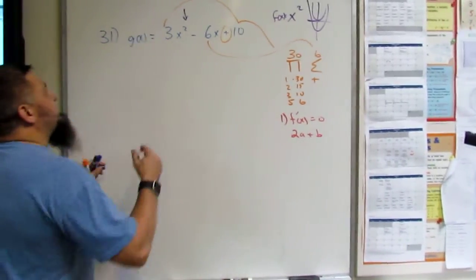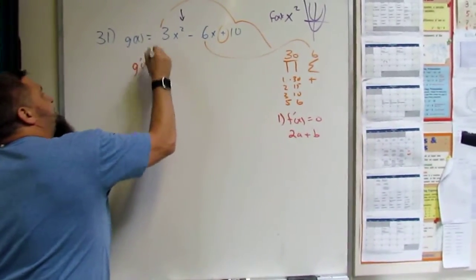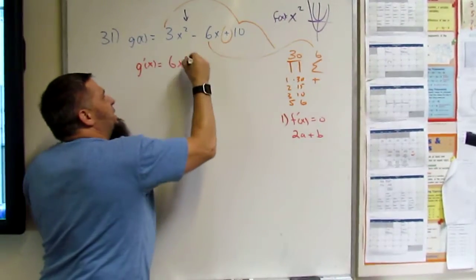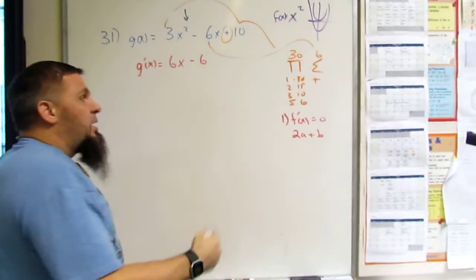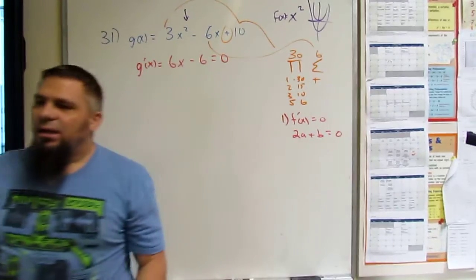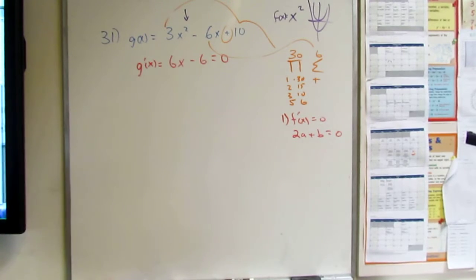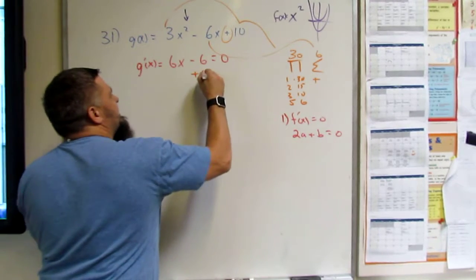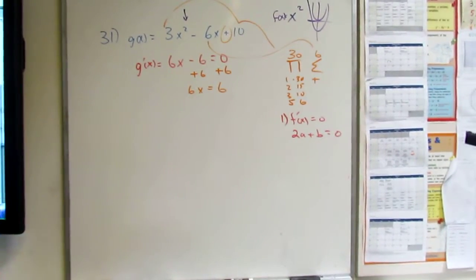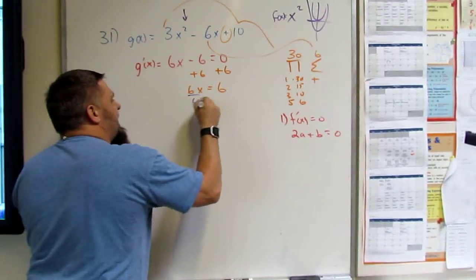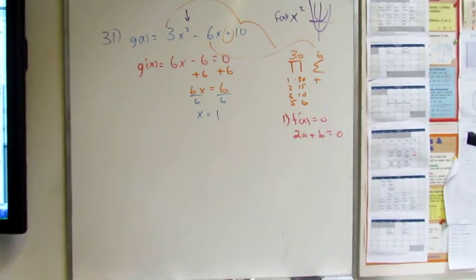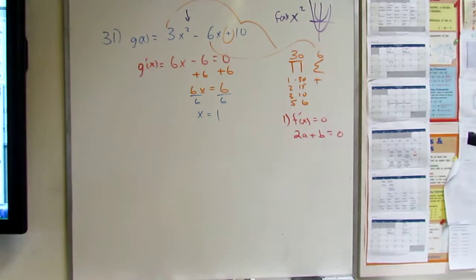Alright, so 2 times the first number is what? Very good, 6. Bring down the second number. Oh, 6. What does that equal? We set it equal to 0. Okay? And then we solve. I add 6, I add 6, so I get 6x equals 6. I divide by 6, I divide by 6, x equals 1, right? That's my axis of symmetry.